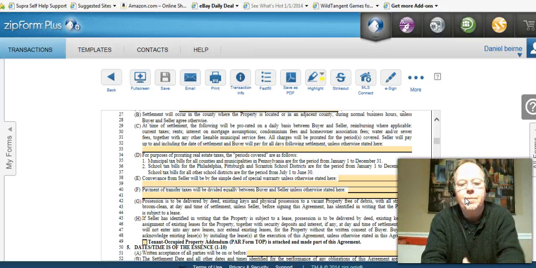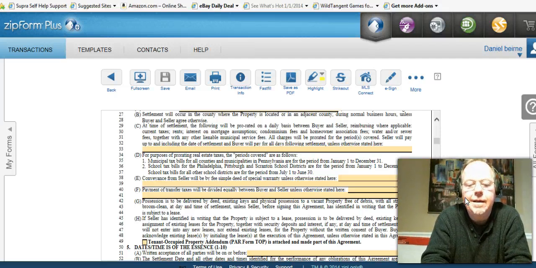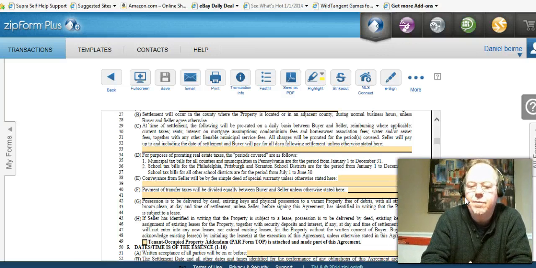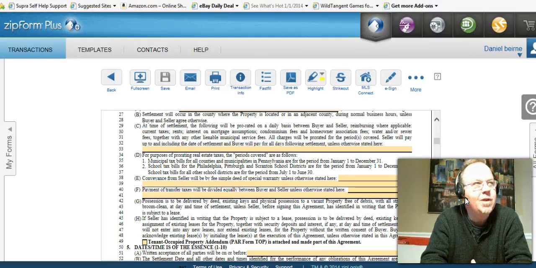Line 42. Possession is to be delivered by deed. Existing keys and physical possession to a property vacant, free of debris, with all structures broom clean at the day of settlement, unless seller before signing this agreement has identified something separate. So they're important words to kind of memorize. Free of debris, with everything broom clean at the time of settlement.